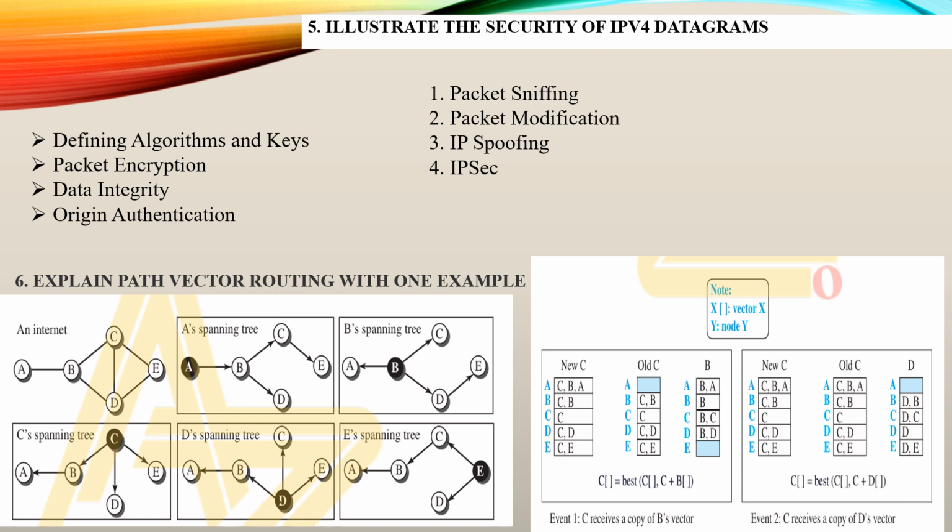So what is the old C plus B? Either you take B, or you can take E. It is by our own comparison. So comparing both, we are going to develop the new C. For that, the formula is the best of old C plus B. You have to sum these so that it gives you the least cost, new best path. So this is path vector routing, and it can be done for each and every node.